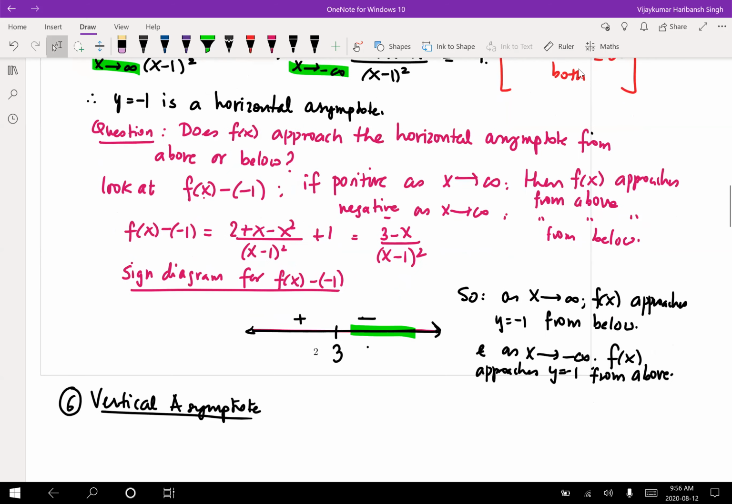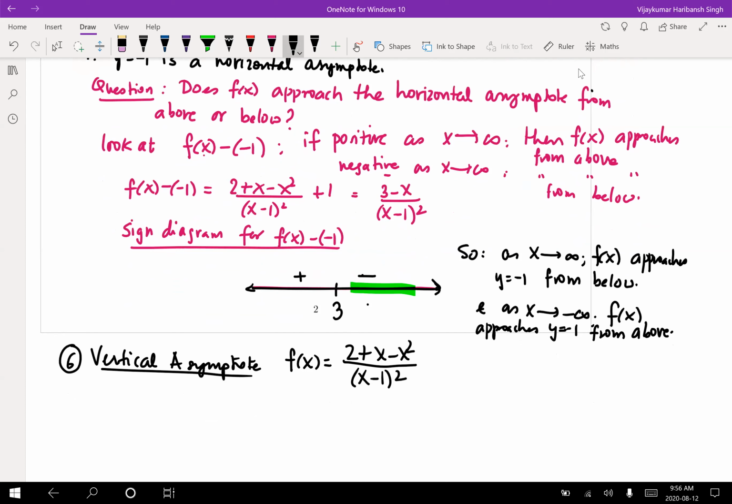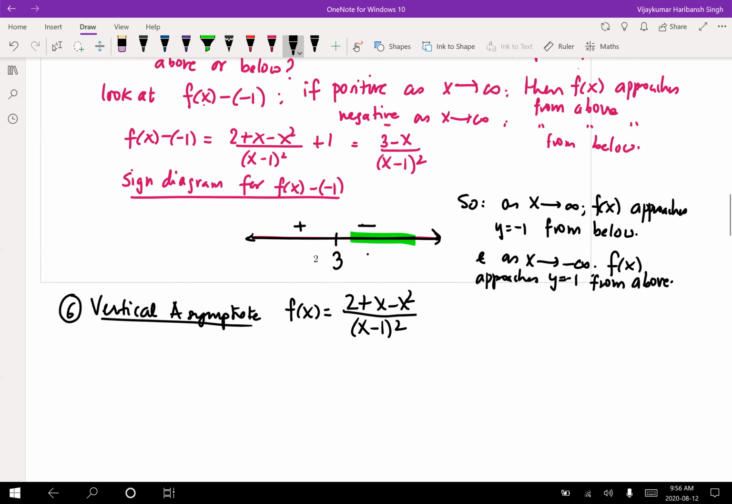So let me write down the f of x again. So f of x is this function here, 2 plus x minus x squared upon x minus 1 square. So now notice that things are changing around 1, right? Everywhere else, the limit cannot be infinity. So except 1, the function is continuous because rational functions are continuous on their domain. So they will never be infinity. So only at 1, there is a problem. So 1 could be a potential candidate.